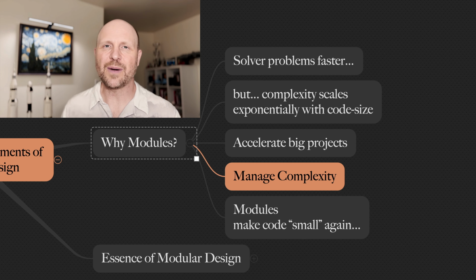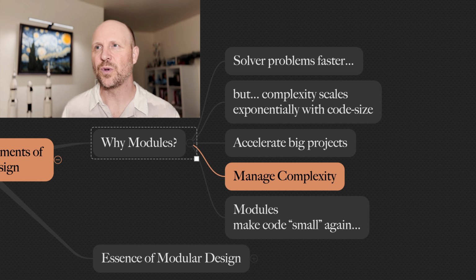The problem is when our projects get bigger, complexity in the natural state of our code will scale exponentially with code size. So you double your code size, you quadruple the complexity. And as our projects get really big, that means that our velocities can get really small. So we want to accelerate big projects. We want to solve problems faster. We have big things to solve. We need to manage that complexity. And modules are how we can do it.